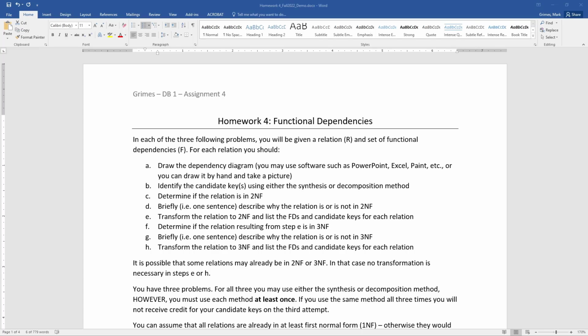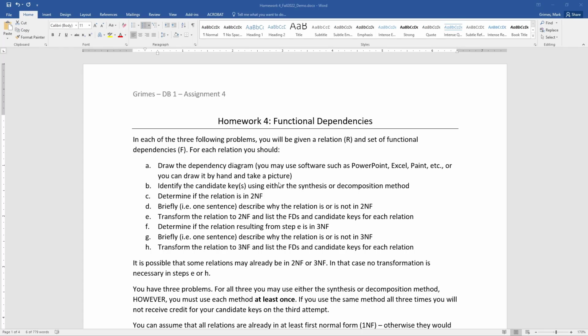In this assignment, you're going to be drawing dependency diagrams for each relation, identifying candidate keys using either the synthesis or decomposition method, and across the three problems, I am going to ask that you use each of these methods at least once. So as I work through these, I will solve all three using both synthesis and decomposition, so you get all that exposure, but you need to just pick one or the other, but do use synthesis for at least one and decomposition for at least one.